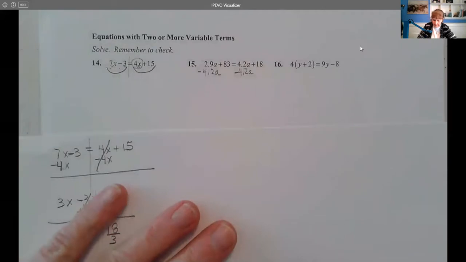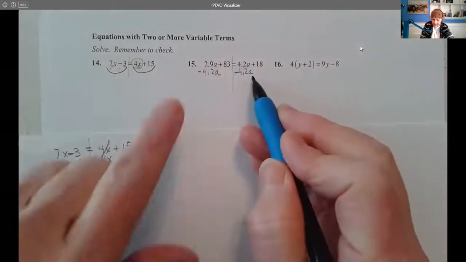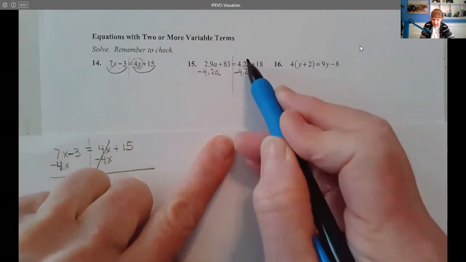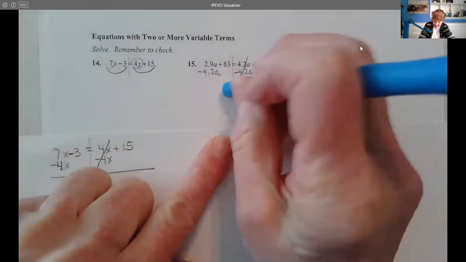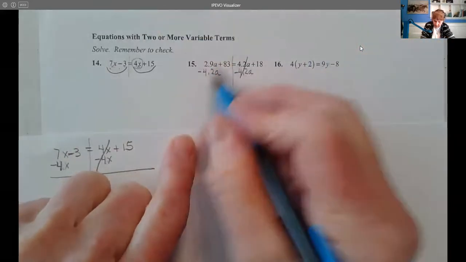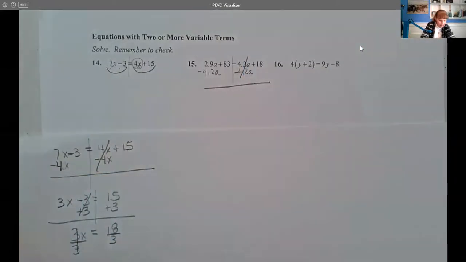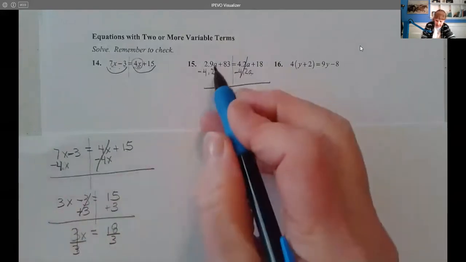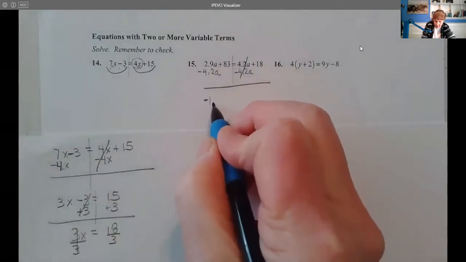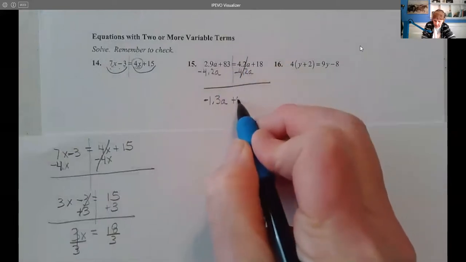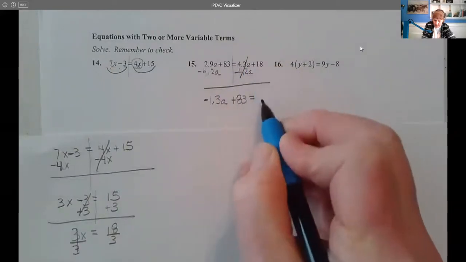So what I'm doing is I cannot have variables on both sides, so I'm adding the opposite of this one to get rid of that one. So now we have 2.9 plus a negative 4.2. I'm doing the A's here. That's a negative 1.3a. I still have the 83, and I still have the 18.